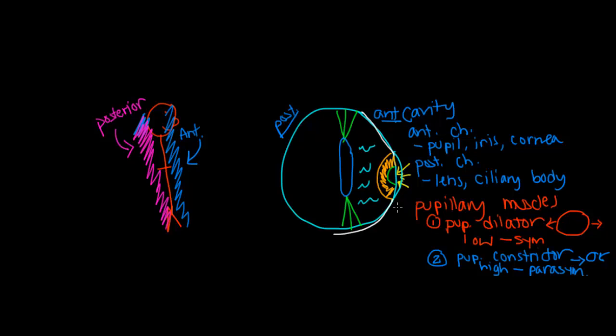So let's do a quick review of the anterior cavity. The anterior cavity has an anterior chamber in which you have the pupil, the iris, and the cornea. Then behind that, you have your posterior chamber of the anterior cavity in which you have the lens and the ciliary body. The ciliary body contains ciliary muscles to which the suspensory ligaments of the lens attach. This essentially just allows the lens to remain centered on the pupil so that when light enters the eye, it will hit the lens and get refracted backwards.